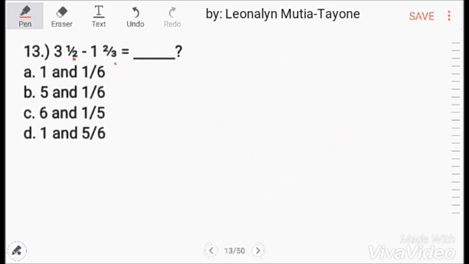Number 13, 3 and 1/2 minus 1 and 2/3. Hindi sila pareho ng denominator, so kuhanan natin ang least common denominator. Pero bago natin gawin yan, gawin muna natin siyang improper fraction from mixed number. Kasi mixed number siya, may fraction siya at saka whole number. So, this is 2 times 3 equals 6 plus 1 equals 7. 7 over 2. So, that means itong mixed number na to na 3 and 1/2 is equivalent to 7 over 2. Minus 3 times 1 equals 3 plus 2 equals 5. So, 5 over 3. Bali, 5 over 3 is equivalent to 1 and 2/3.